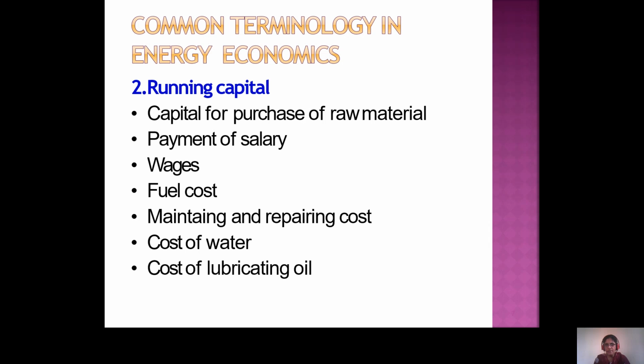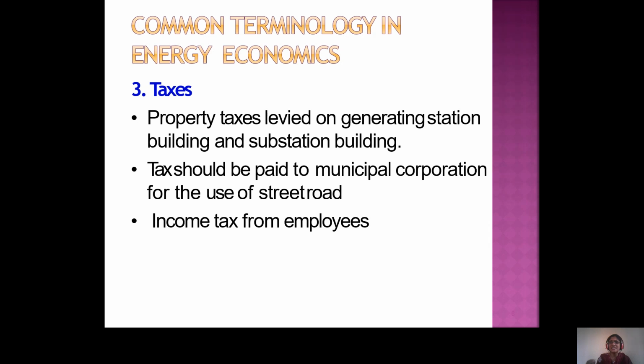For purchasing of raw material, payment of salaries and wages, fuel cost, maintenance and repairing cost, cost of water and cost of lubricant oils. Next, what is tax? So already all of you know about tax. Property tax is levied on generating stations, building and substation building. Tax should be paid to the municipal corporation for the use of street roads, and income tax for employees. So there are different taxes.